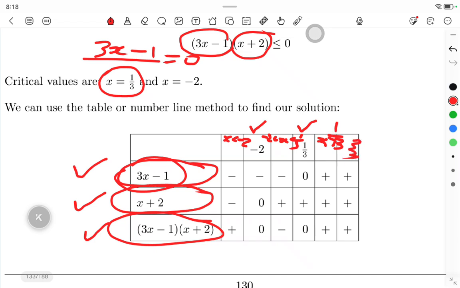And then this is what they left out, right? This is what they should have written here. Here it's where x is less than minus 2. Here it's where x is between negative 2 and 1 over 3. And here it's where x is greater than 1 over 3.